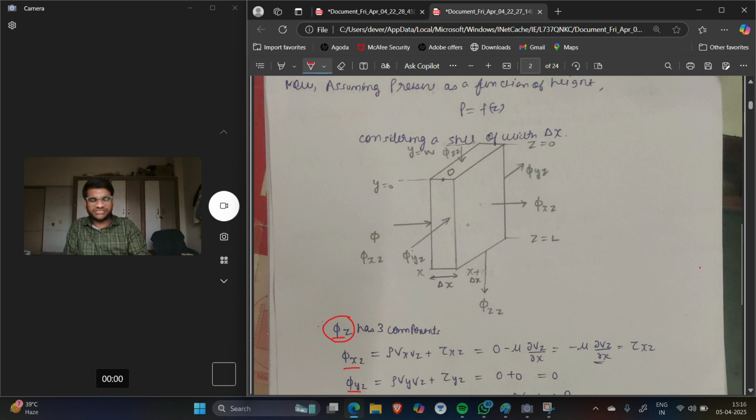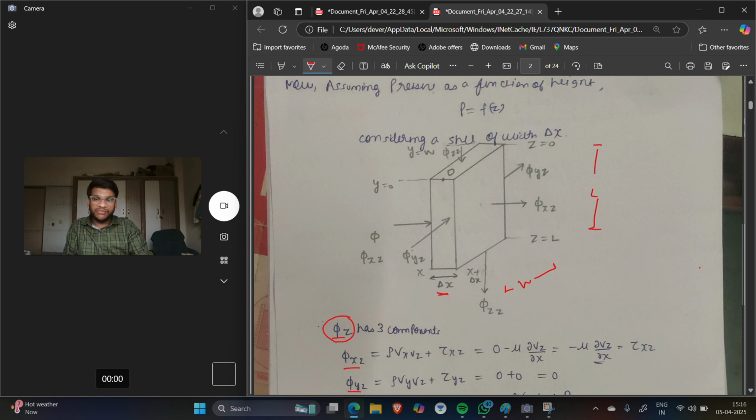I have assumed the shell whose width is nothing but W only. Length is L. As things are constant with L and W, as velocity is neither a function of y nor a function of z, it is only a function of x. So simply we will write a momentum balance.